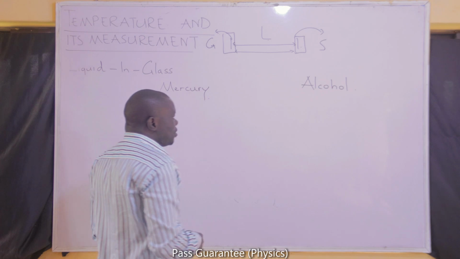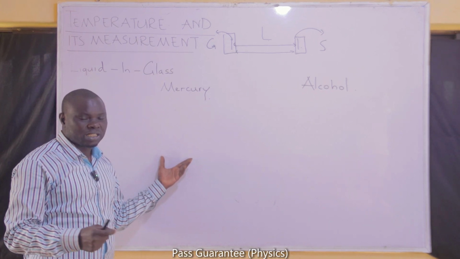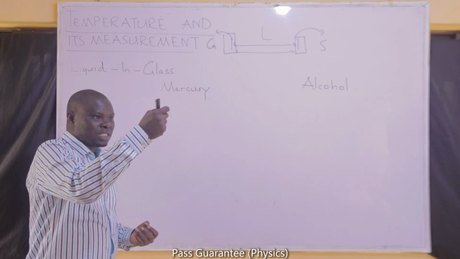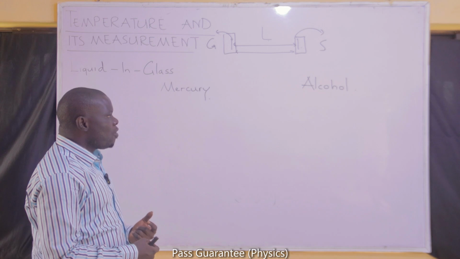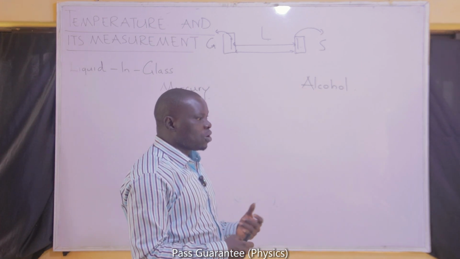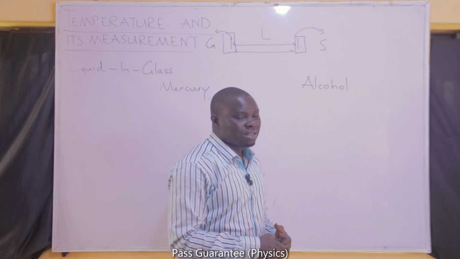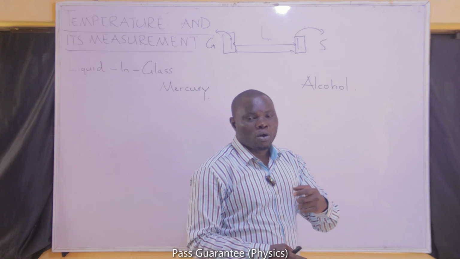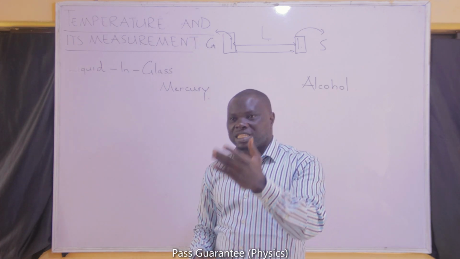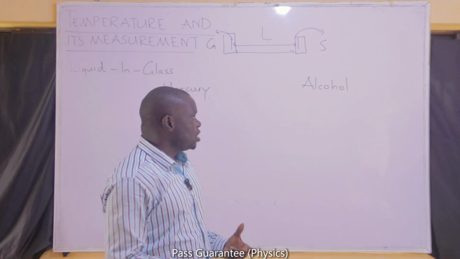And there are other things that we can talk about. Mercury, for example, is colored. It has a silvery color. So when you put mercury inside glass, it can easily be seen because it is colored. Alcohol is not that good. Alcohol is colorless. Pure alcohol is just like water. That means that when you put alcohol inside glass, it's like putting water inside glass. Its movements are not so clear to see, except you now color it.